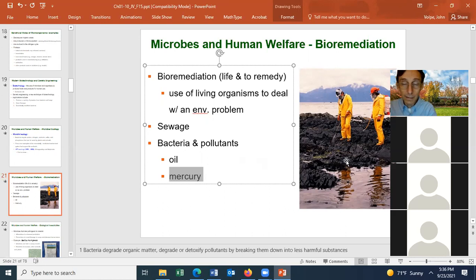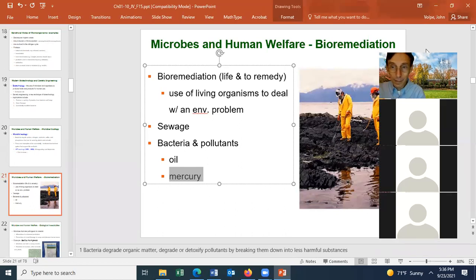Do any of you guys remember the Exxon Valdez accident, which happened in Alaska, where they had a humongous oil spill? It was the largest oil spill to hit the United States. And one of the ways they treated that was bioremediation, putting microbes on the oil to help digest it. Nobody's going to comment on that? All right, let's move on.